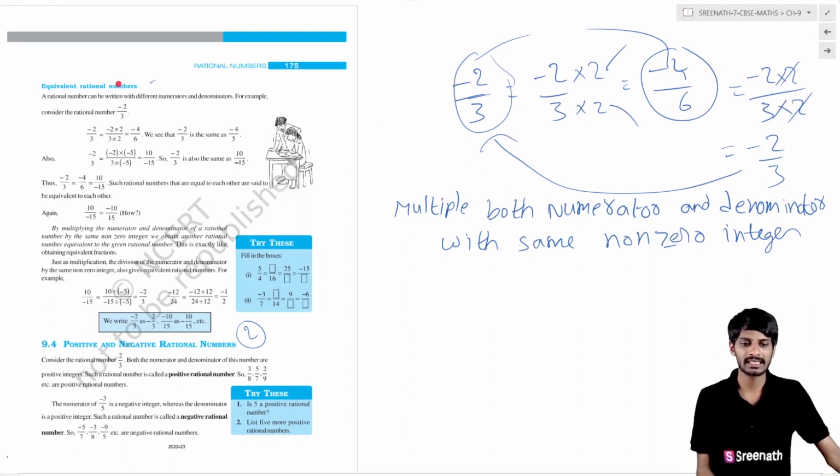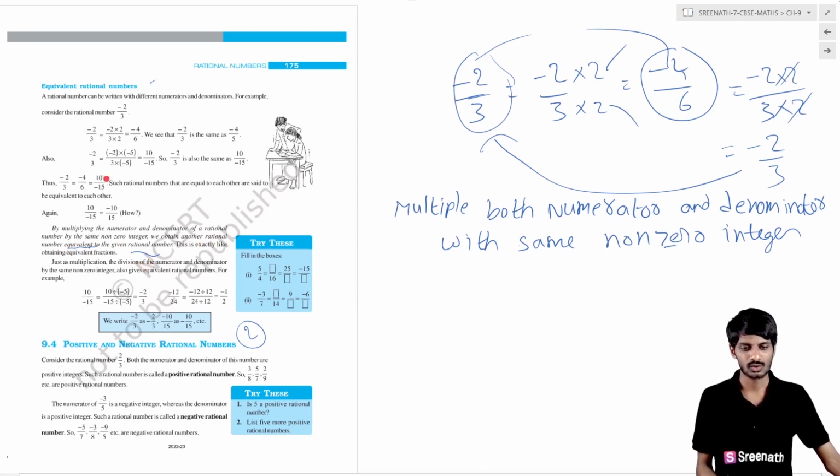So how can you make them equal? Basically in this way rational numbers will become equal. So one rational number can have different forms and it is equal to so many numbers, with different numerators and different denominators. By multiplying the numerator and denominator of a rational number by the same non-zero integer, we obtain another rational number that is equivalent to the given rational number.